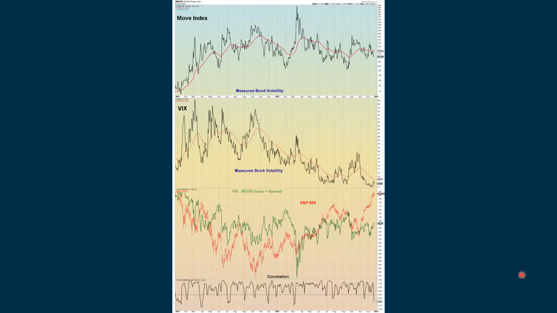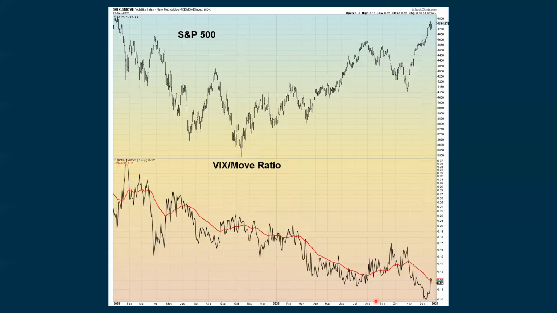Then we look at the MOVE index, which measures the volatility of bonds, on top. And then in the middle is the VIX, which measures the volatility of stocks. And then down below, I have the red line, which is the S&P. And then I take the VIX and subtract the MOVE index. And that's the spread between the two. What I pay attention to the most is on the bottom. And right now, their correlation is not really strong, meaning they're having a tendency to go in opposite directions of each other.